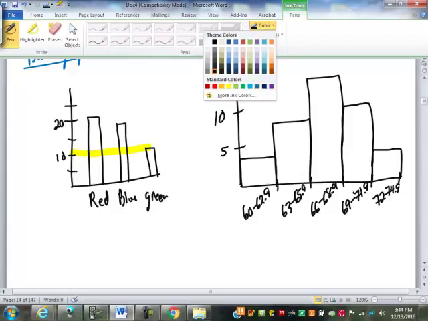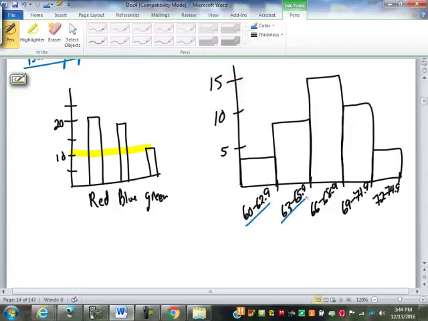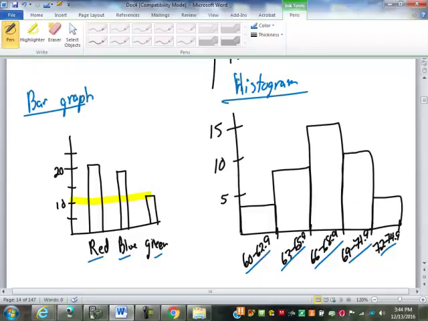Now, one thing that sticks out as obviously being different here is the fact that there's number ranges down here instead of categories. The histogram has number ranges instead of categories. It's numerical data. But the other difference that you probably saw was that these bars touch each other. They're tight together. There's space between these. There's actually a valid reason for that.